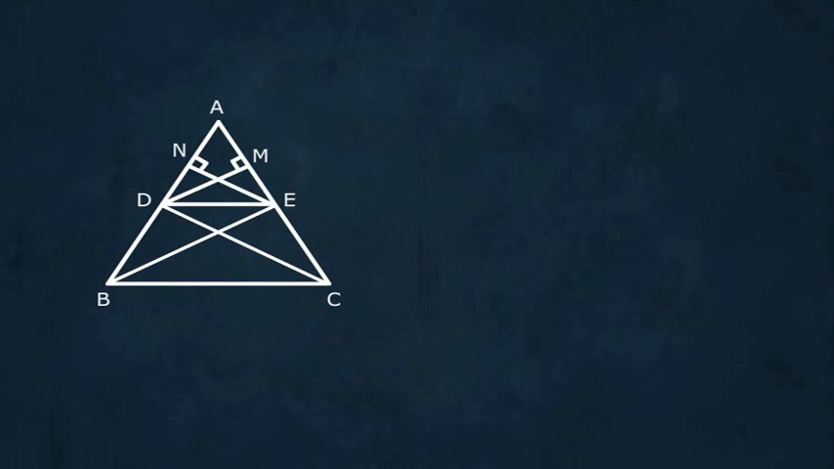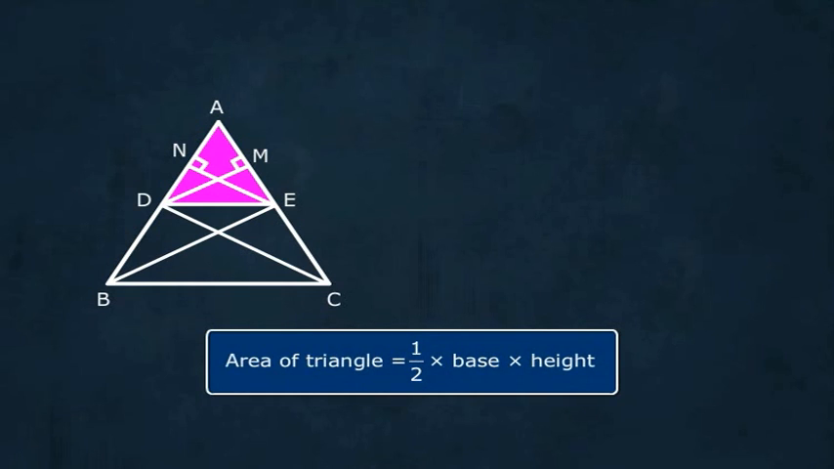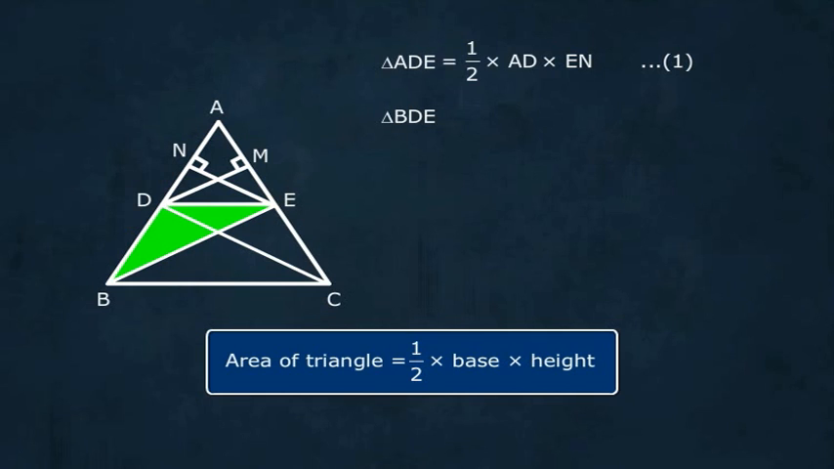Fine. Now we are going to use the concept of areas. What is the area of triangle ADE? You know the basic triangle formula, right? Half into base into altitude. So for ADE, look at the figure. Half into AD into altitude is EN. That was the perpendicular that we dropped. And area for triangle BDE, that is half into DB into EN, right? Because EN is the altitude.